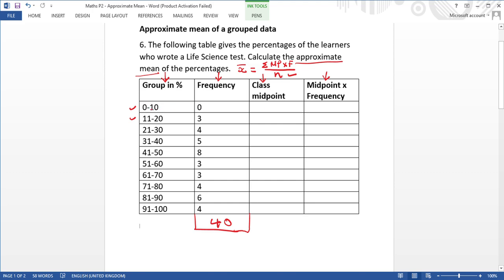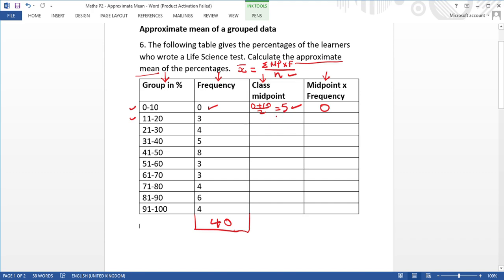For the class midpoint, you use your grouping. To calculate the midpoint, you have 0 plus 10, and you take the average, which is just going to be 5 in this case. When you multiply your frequency of 0 by your midpoint of 5, you get 0. 5 times 0 is 0.